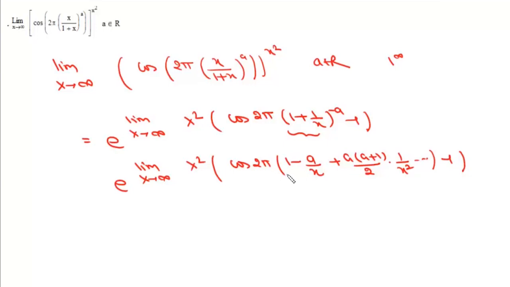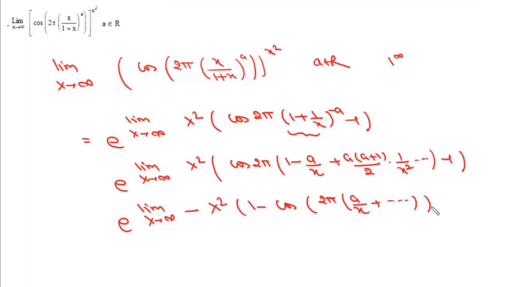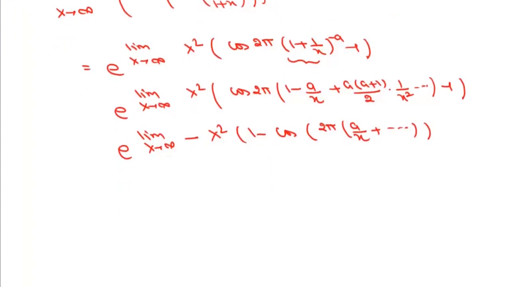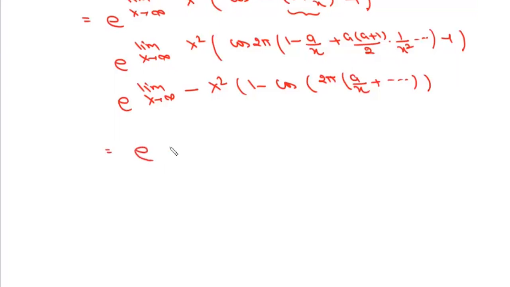Now cos 2 pi minus theta is cos theta. So we can write this as e to the power limit x tends to infinity, and we'll take minus common. So it will be x square 1 minus cos 2 pi a upon x plus other terms. Now we'll rewrite this as e to the power limit x tends to infinity minus x square 1 minus cos 2 pi a upon x.